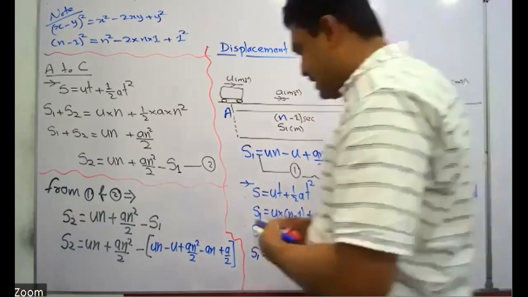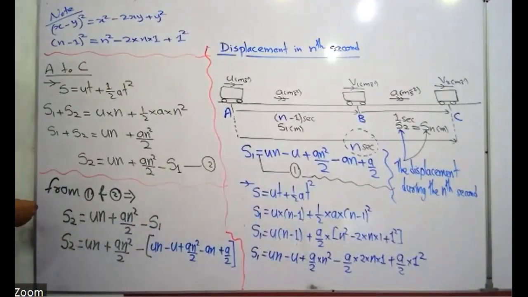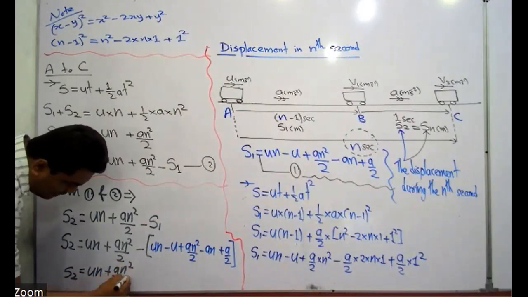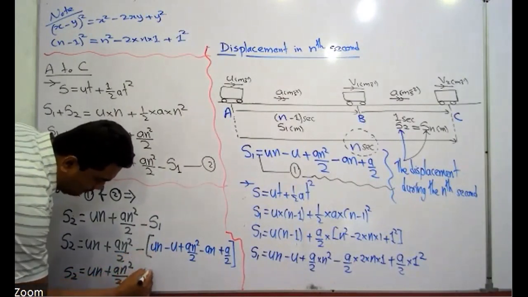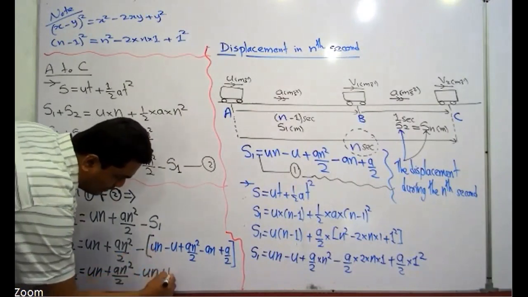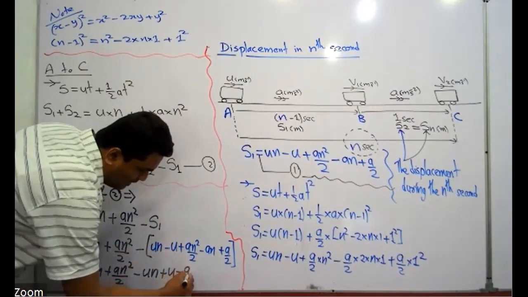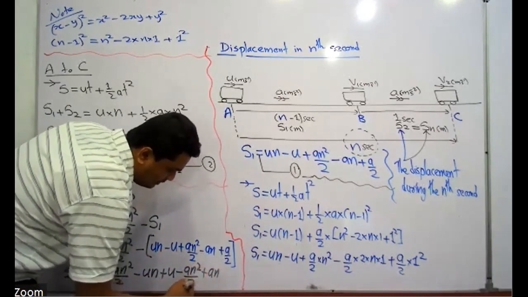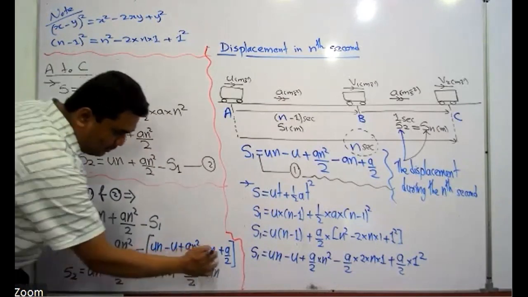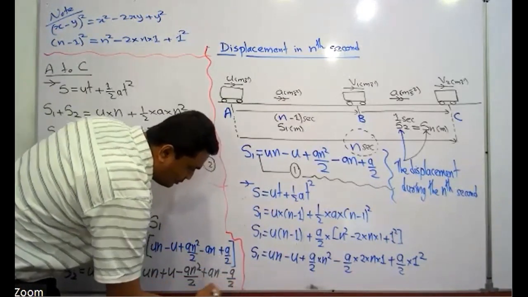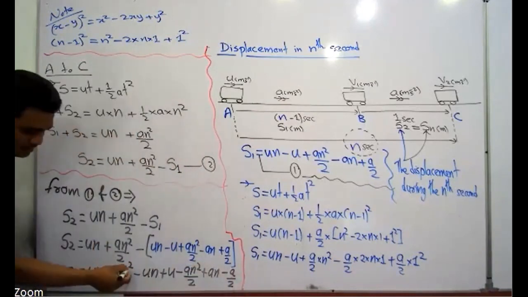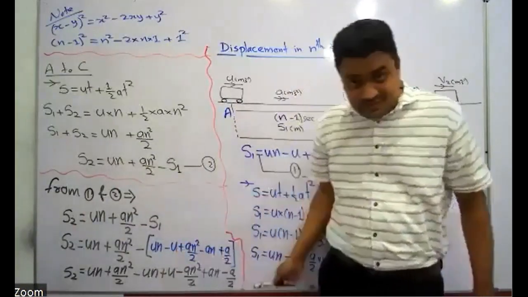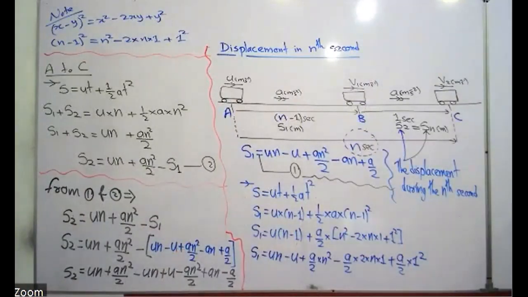So if you remove the brackets, I think we can cancel out a lot of terms. S2 equals un plus an square over 2, minus into un is minus un, minus into minus is plus, minus into positive is minus. Just check it out, remove the brackets properly by multiplying with the minus sign, and check how many terms can be cancelled out.